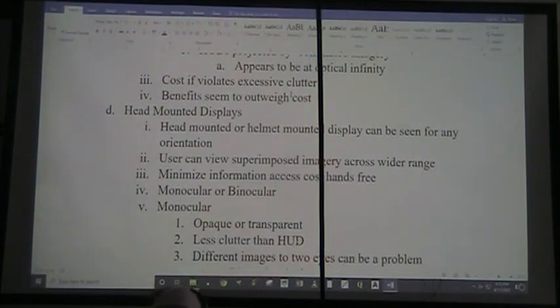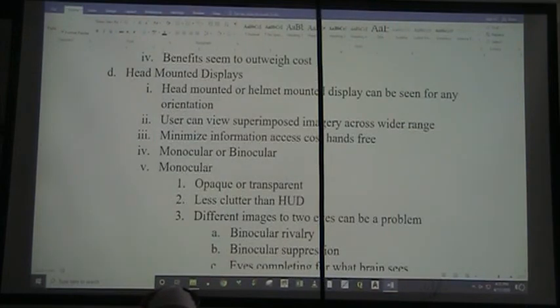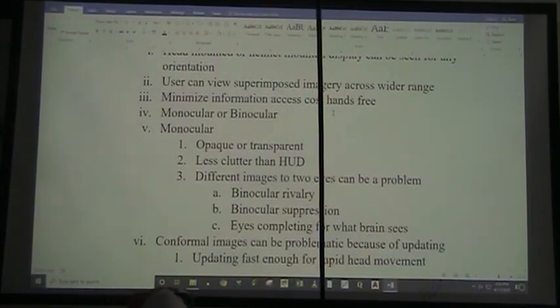All right, very similar to the heads-up display is the head-mounted display. When it's head-mounted, it could be like a visor or a face shield, or it could be a helmet-mounted display. That way, you're not stuck with, okay, I can only see this stuff if I'm looking forward. With a head-mounted display, what you're monitoring is consistently displayed as you look right or left. So our user can view the imagery across a wider range by doing that. It minimizes the information cost and is hands-free.